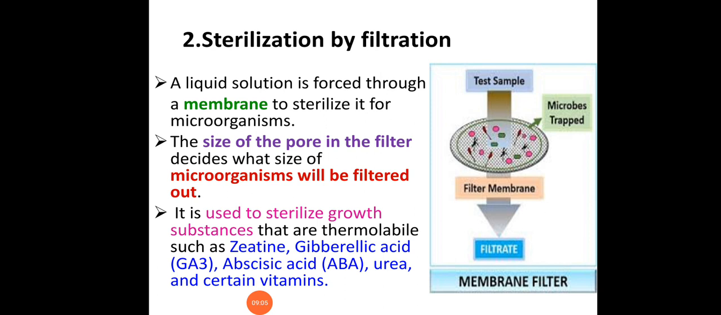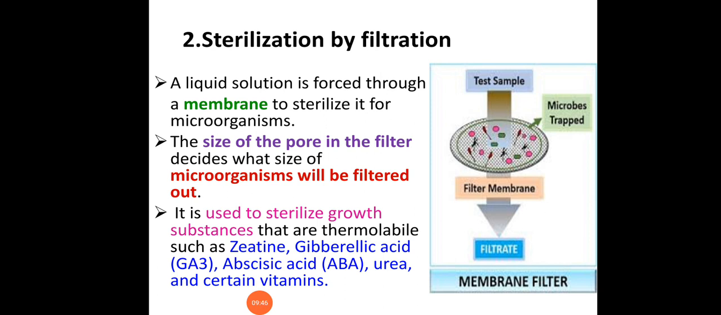So here the size of the pore in the filter decides what size of microorganism will be filtered out. So for the required amount that we need, filters containing the appropriate porosity are used. It is used to sterilize growth substances like thermolabile zeatin, gibberellic acid, abscisic acid, urea, and certain vitamins.